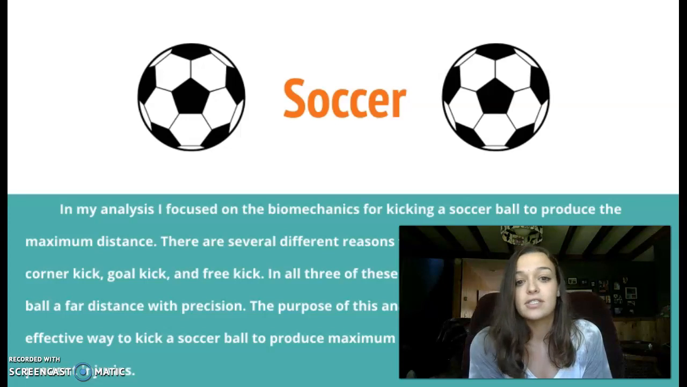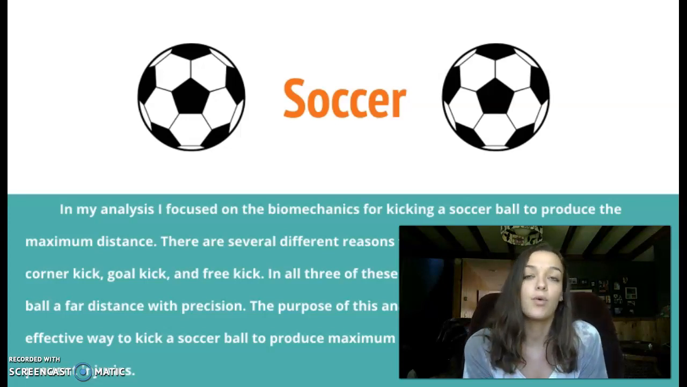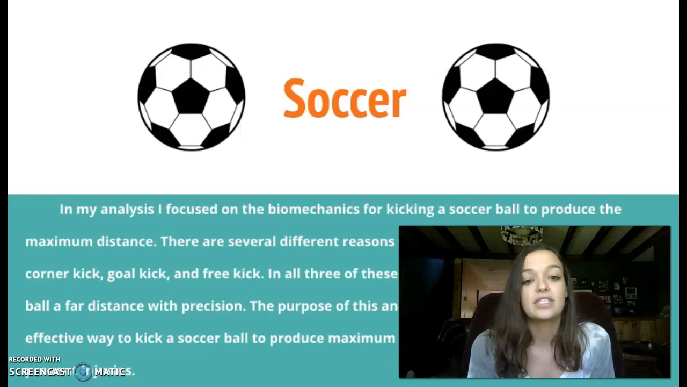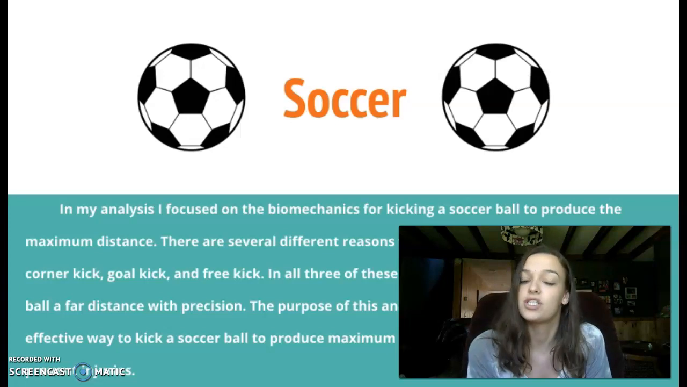There are several reasons to kick a soccer ball for maximum distance during a game. One would be corner kick, goal kick, and a free kick. In all three of these examples, the goal is to kick the soccer ball a far distance with precision.